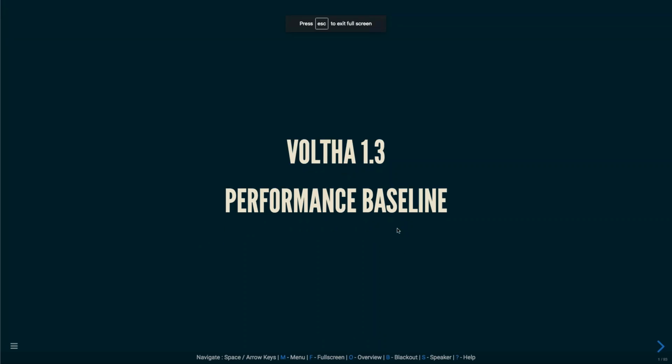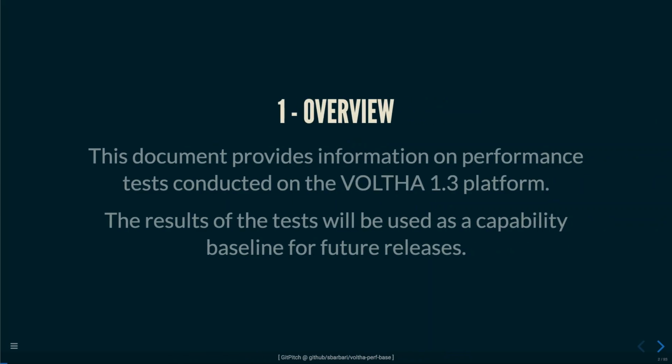All right. So today I'll be talking about the performance baseline of our current release of Volta, so Volta 1.3, the last release. This performance baseline testing was done to define the baseline for our future releases, to see how our software can perform in different situations.